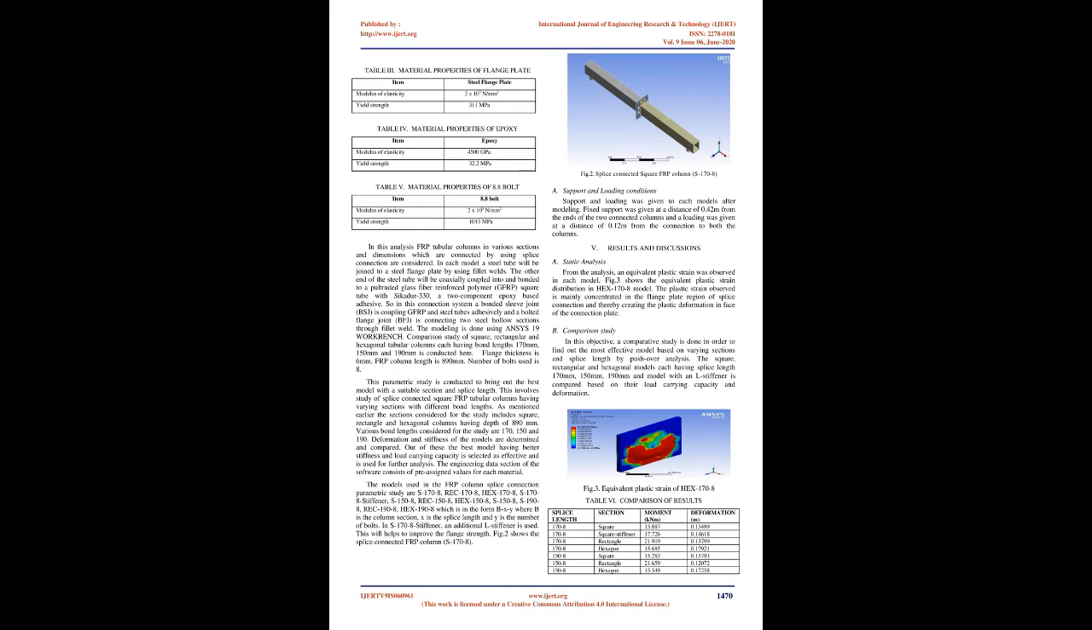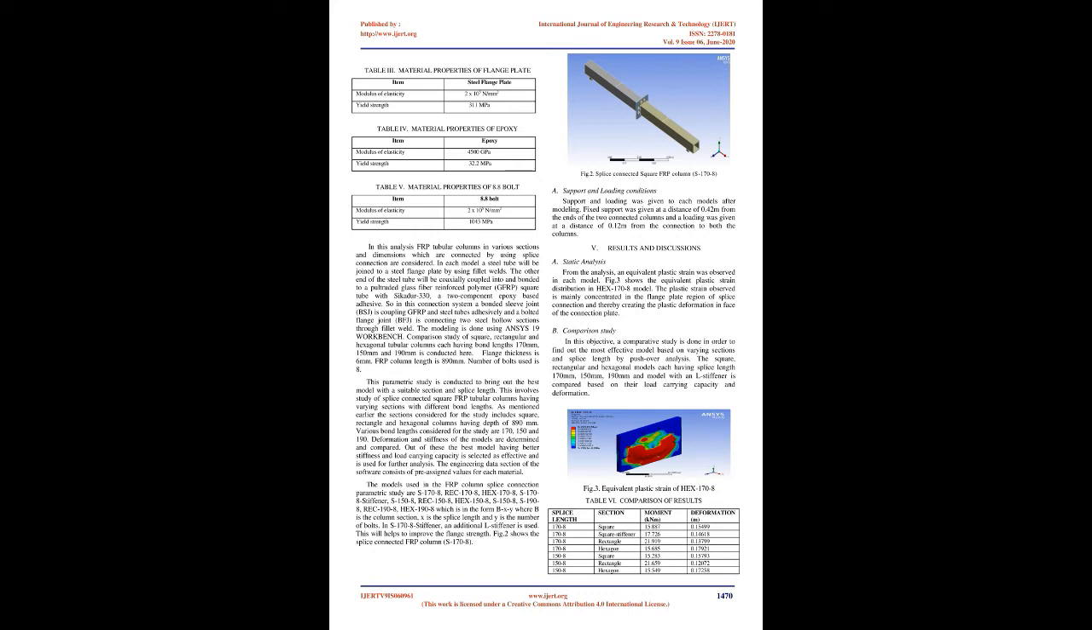In this analysis, FRP tubular columns in various sections and dimensions, which are connected by using splice connection, are considered. In each model, a steel tube will be joined to a steel flange plate by using fillet welds. The other end of the steel tube will be coaxially coupled into and bonded to a pultruded glass fiber reinforced polymer, GFRP, square tube with Sikadur 330, a two-component epoxy-based adhesive.